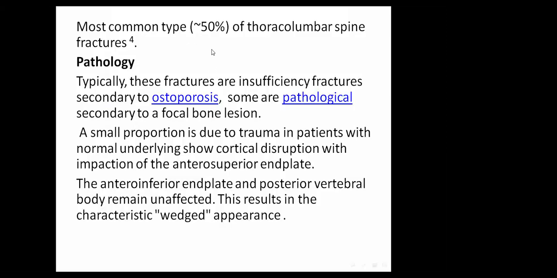Most commonly it is a thoraco-lumbar spine fracture. Pathology: typically, these fractures are insufficiency fractures secondary to osteoporosis. Some are pathological, secondary to a focal bone lesion. Some proportion are due to trauma in patients with normal underlying bone, which show cortical disruption with an impaction of the anterior superior endplate. The anterior endplate and the posterior vertebral body remain unaffected. This results in the characteristic wedge appearance.